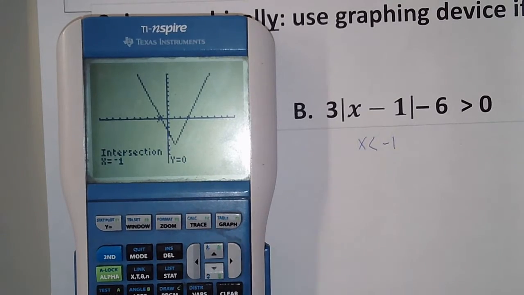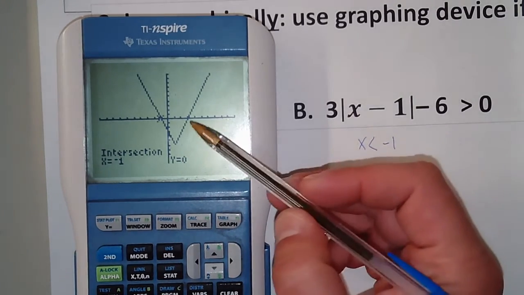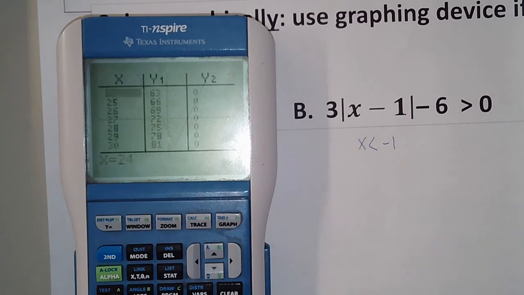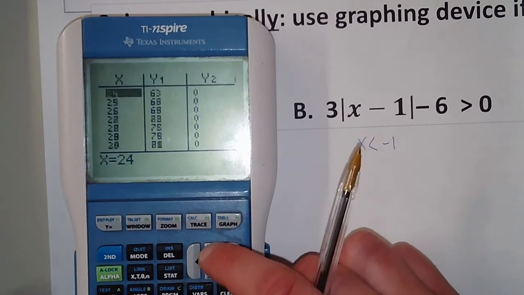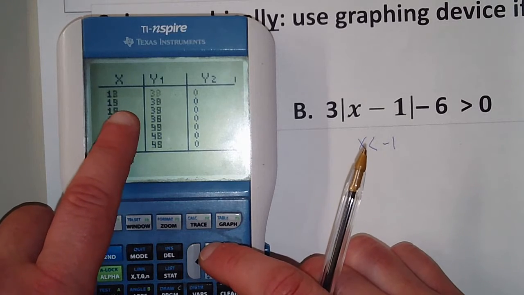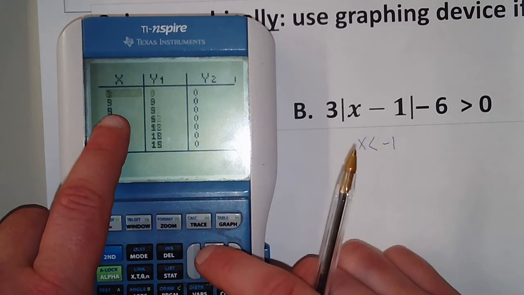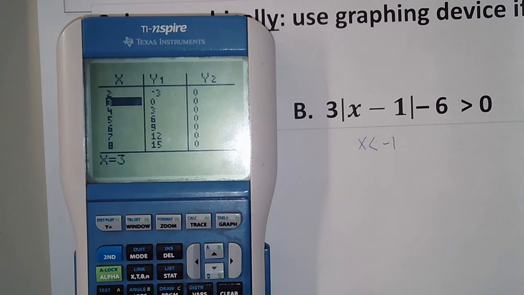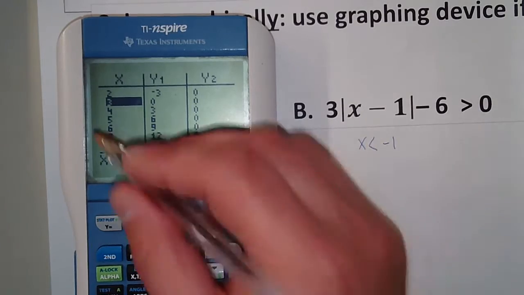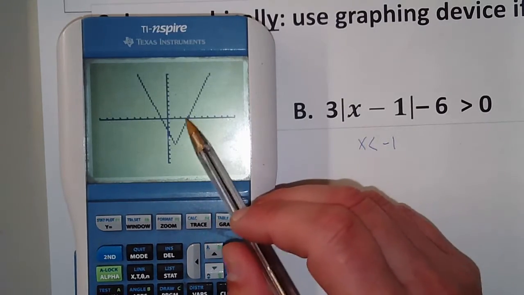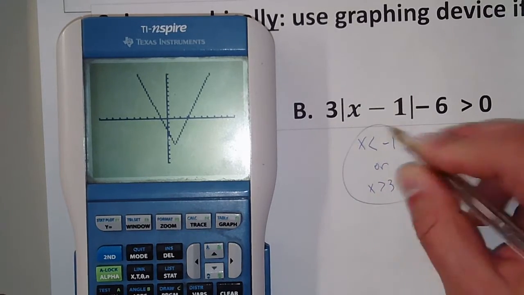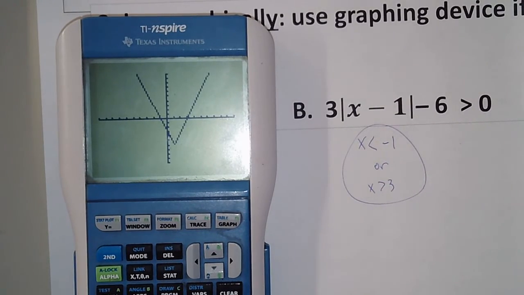If you don't want to use the intersect feature, you can also use your table. This one looks like it's probably at 3, but let's say I wanted to check it in the table just to make sure. If I go to my table, and go to when x is 3, because that's what I think the answer is, I can see if they're the same. Yeah, at 3, they're both at 0. Just another way to check. The calculator's sweet because you can check various things like that. So from my graph, I'd say anytime x is bigger than 3. That'd be my other solution. So anytime x is less than -1 or greater than 3.